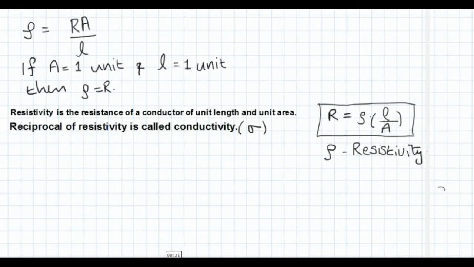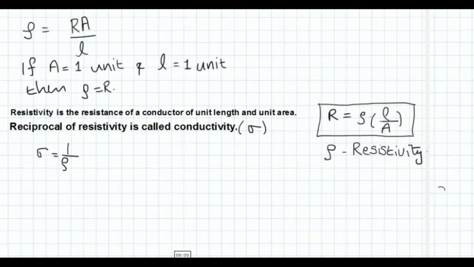Then the reciprocal of resistivity has another name. The reciprocal of resistivity is called conductivity, and sigma is the symbol for conductivity. So mathematically we can write sigma is equal to 1 by rho.